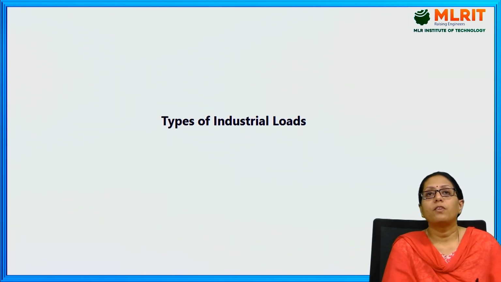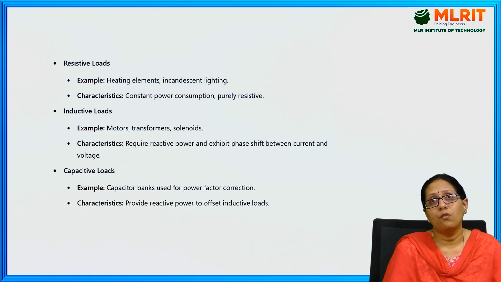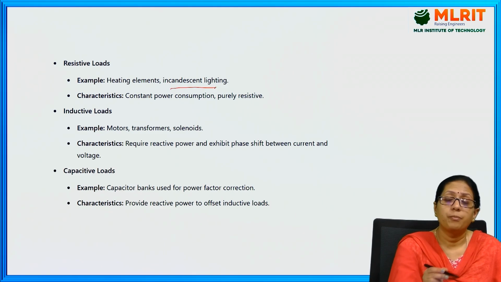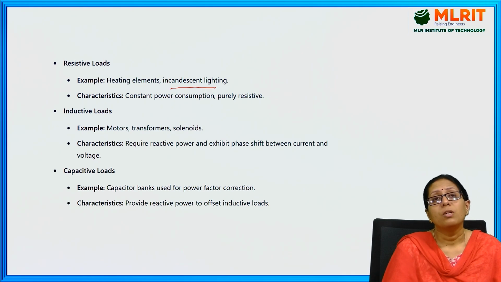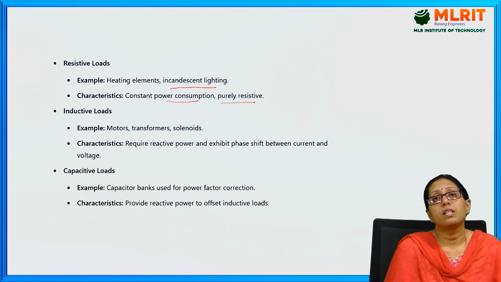What are the different types of industrial loads? Here you can see three types, that is resistive load, inductive load and capacitive load. Resistive load, here you can take an example like heating elements like incandescent lighting. The incandescent bulbs will be using this resistive load. The characteristics are constant power consumption, they are purely resistive.